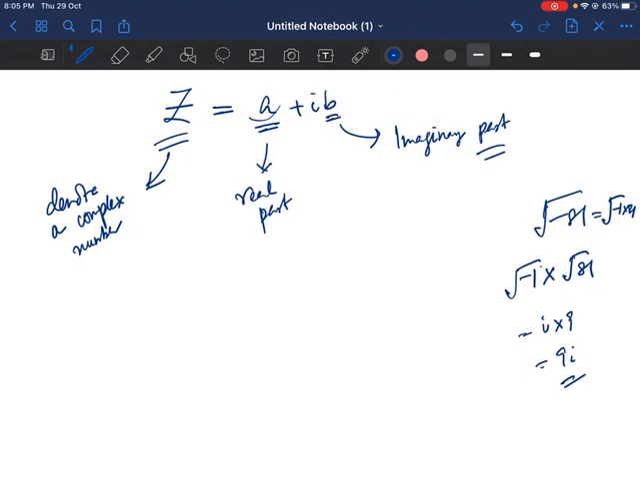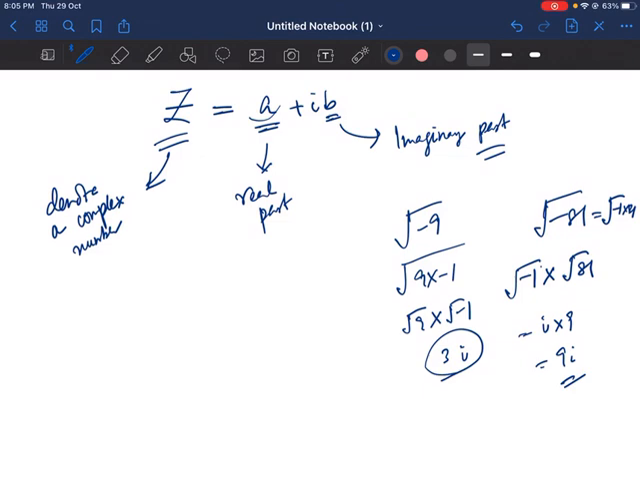Now if I ask you what is the square root of -9, it will be the same thing. It is 9 into -1, so the square root of 9 into the square root of -1. We know the square root of -1 is iota i, and the square root of 9 is 3. So it's written as 3i. These are known as imaginary numbers.